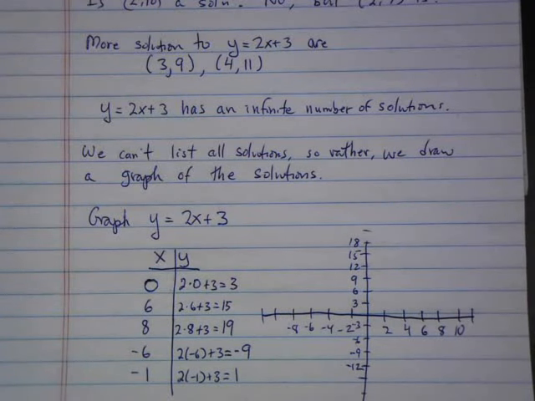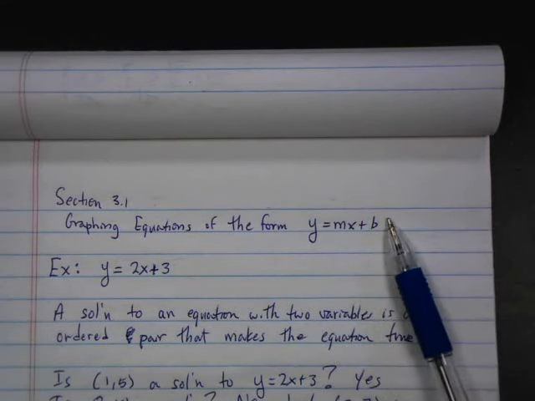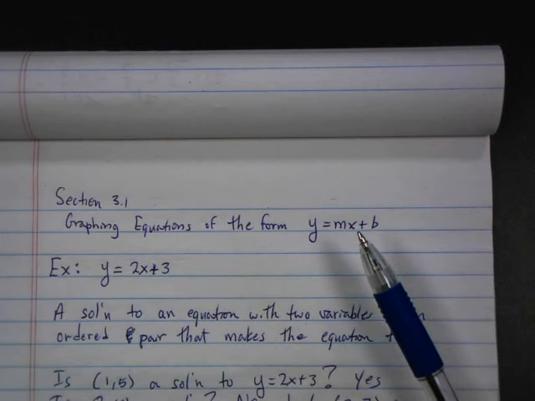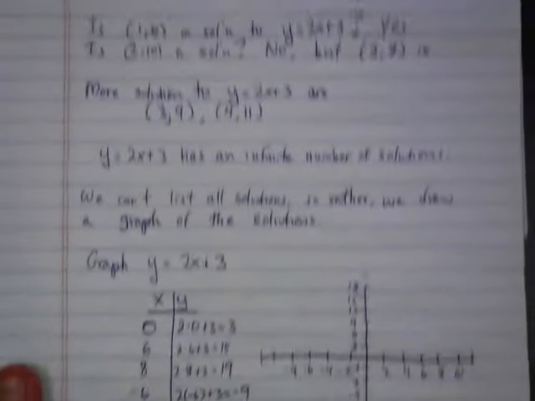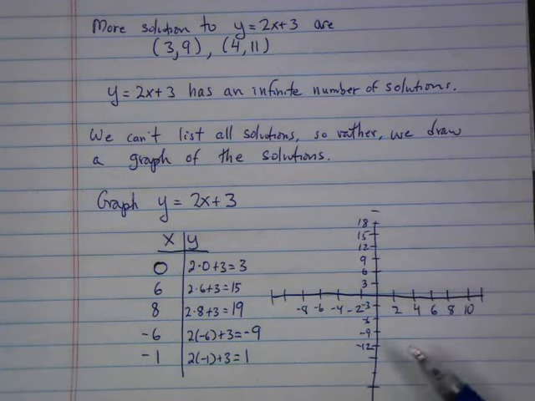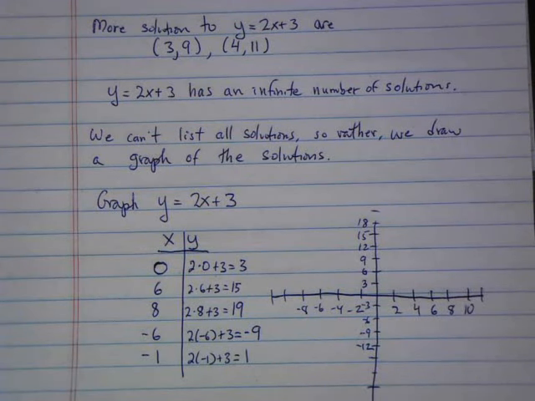Now, what should happen? When you graph something of the form y equals mx plus b, your dots should always fall perfectly into a line. What happens if you draw some dots and they don't fall perfectly into a line? You messed something up. Either you messed up your arithmetic or you graphed it wrong. One or the other. So in this section, when you draw your dots, they'd better always be in a nice straight line. If they're not, you made a mistake somewhere.